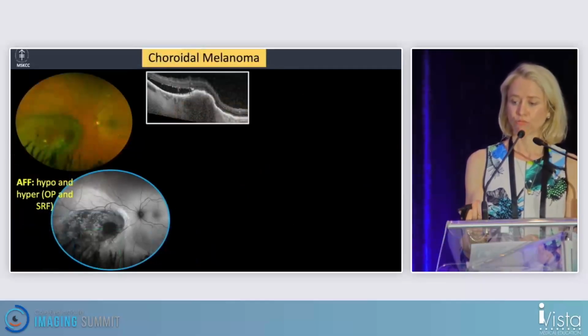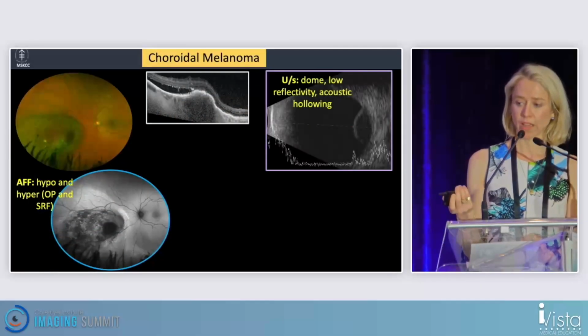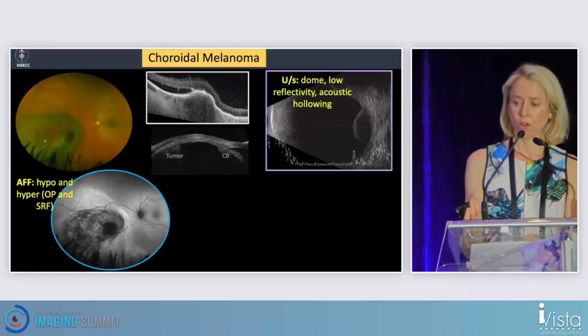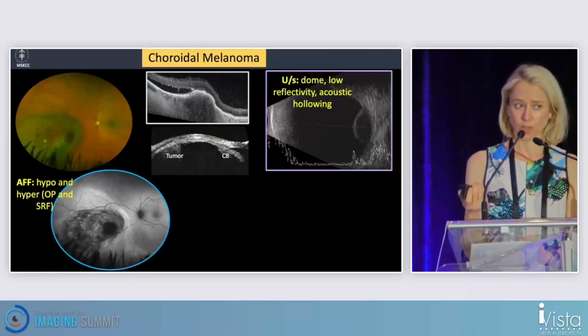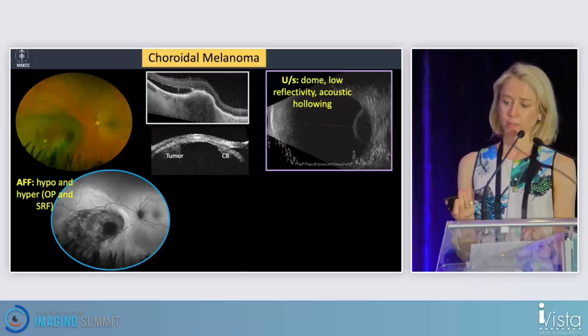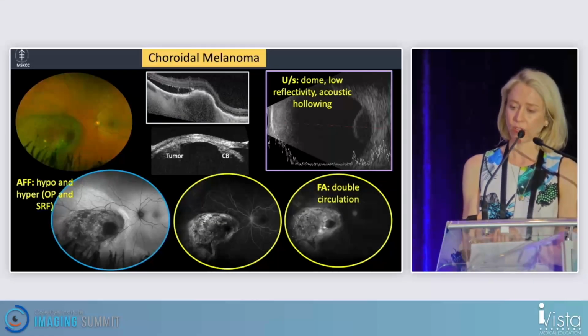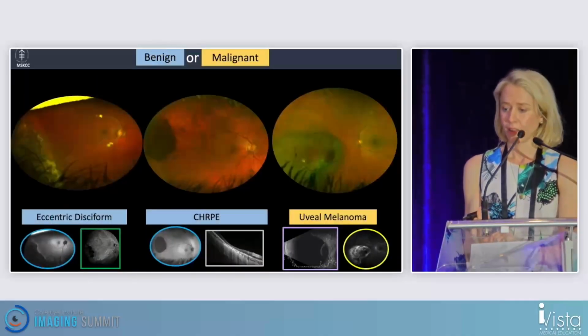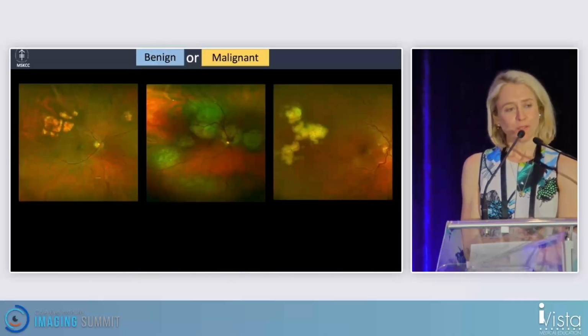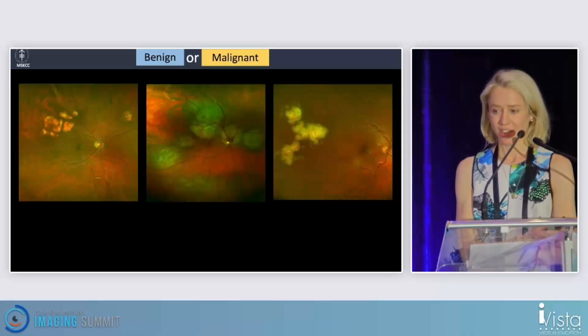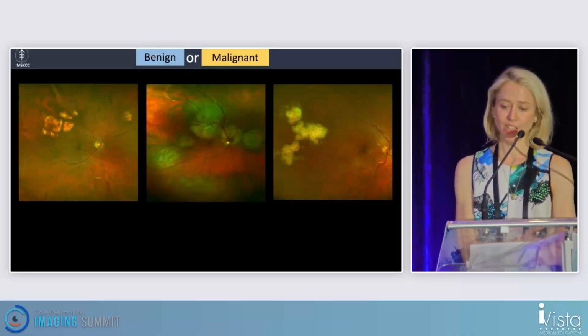And to breeze through the reasons why, we've got acoustic hollowing on the ultrasound. Again, we look at the UBM sparing the ciliary body, and there's the double circulation sign on the fluorescein. What about these amelanotic multifocal lesions?